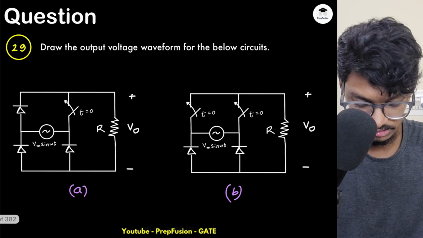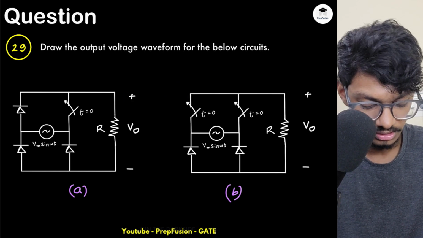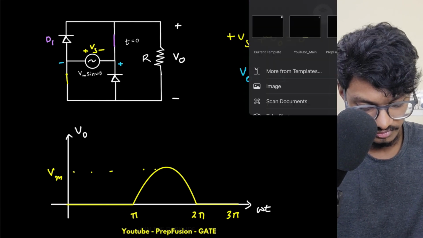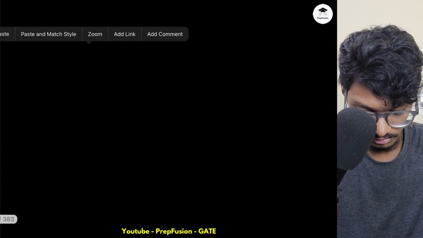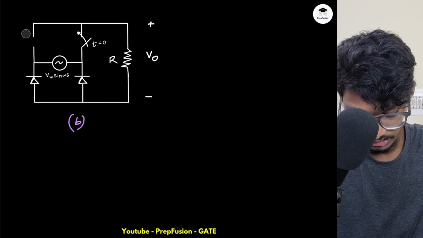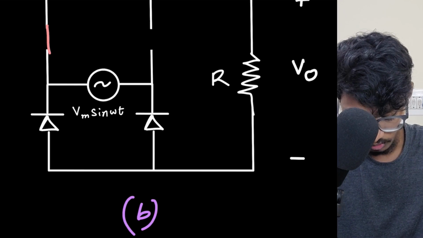Now let's come to this one. This one is simpler if you understood the previous one. Because here, if these two switches are closed, the supply is always short circuited. Supply is always short circuited.